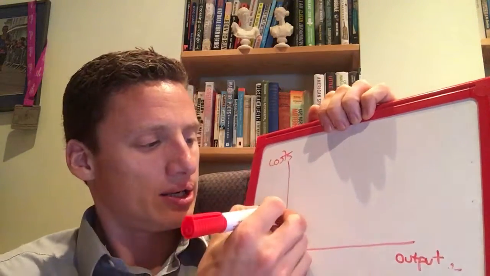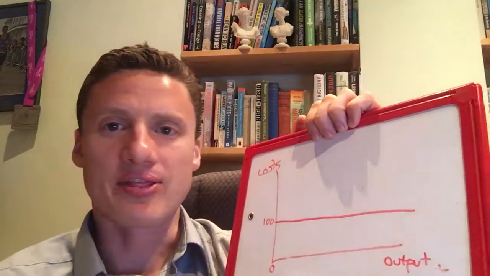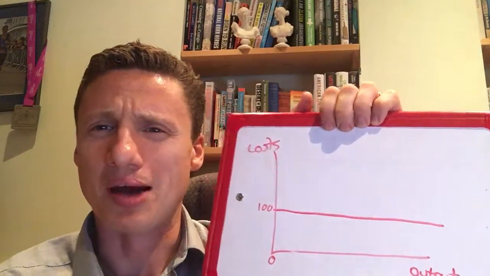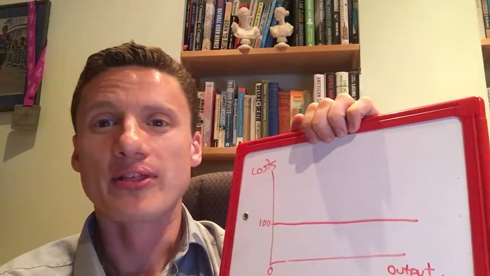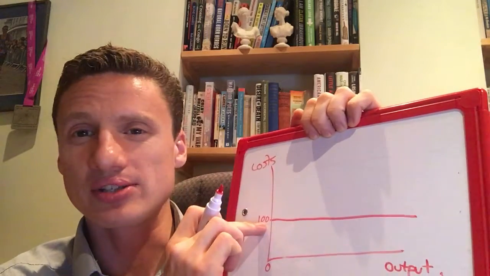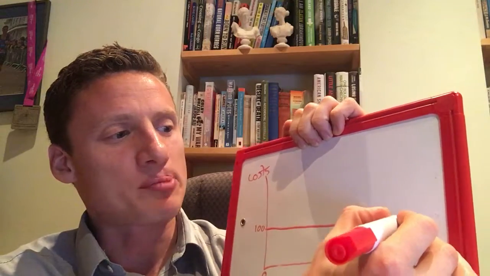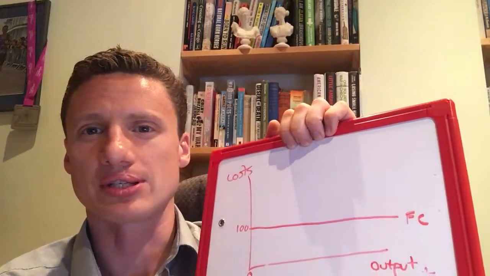What does that mean? It means that that line is perfectly horizontal. I'm not sure that I've drawn it perfectly horizontal, but it's meant to be. A gradient of 0. The fixed cost doesn't change. The fixed cost stays at 100 no matter what the level of output. That's the whole idea of what a fixed cost is.